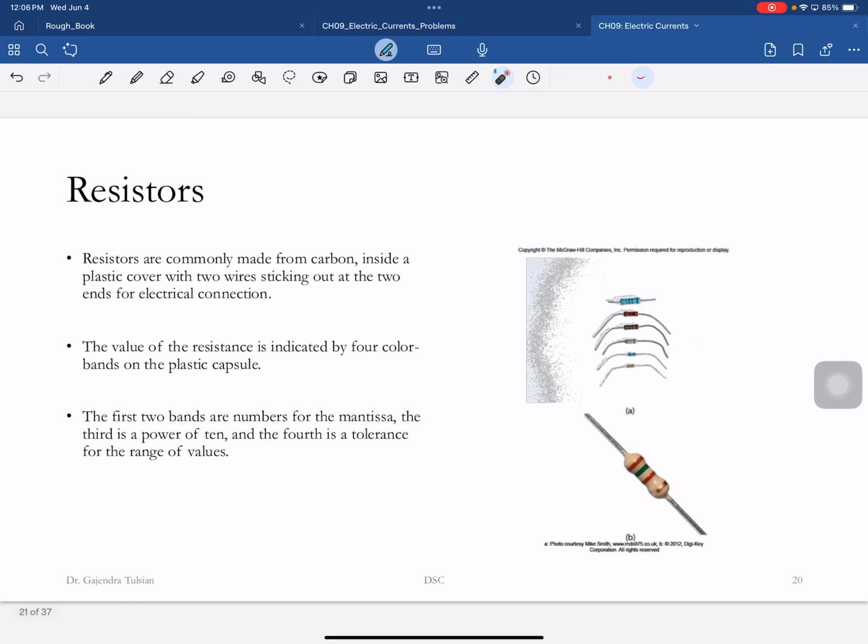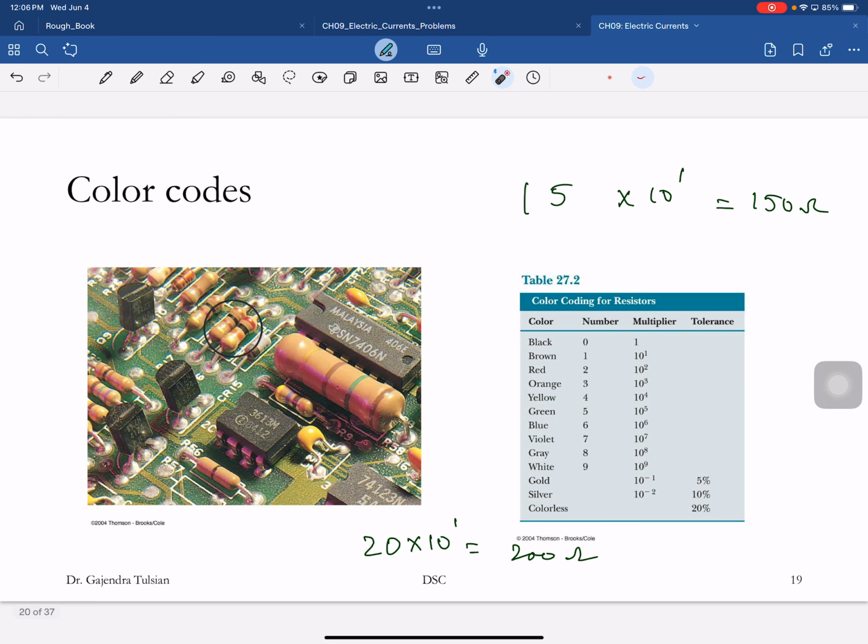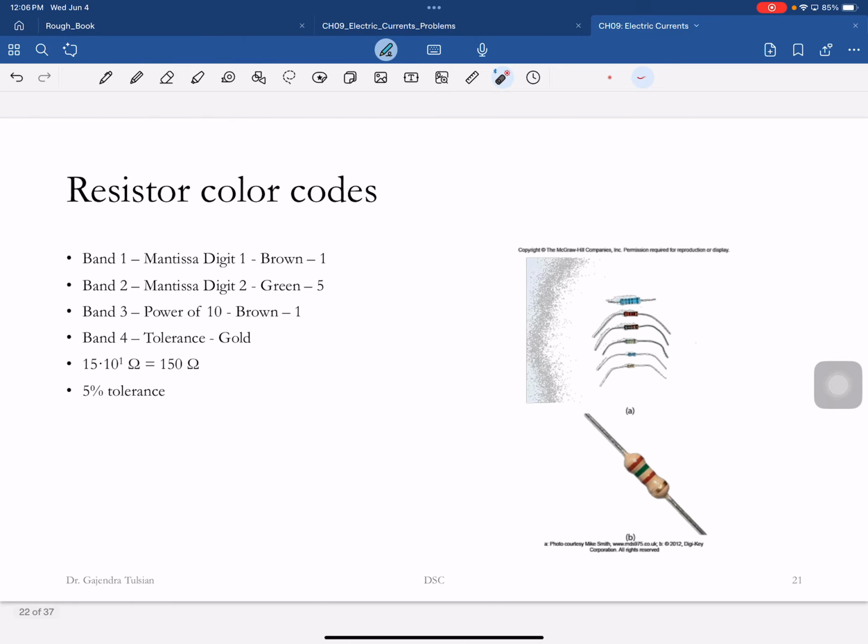All right. So resistors, those bands tell you the value of the resistance. The value of the resistance is indicated by 4 color bands on the plastic capsule. The fourth is a tolerance for the range of values. So that tells you the accuracy. Gold is 5% accurate, silver is 10% accurate, colorless is 20% accurate.